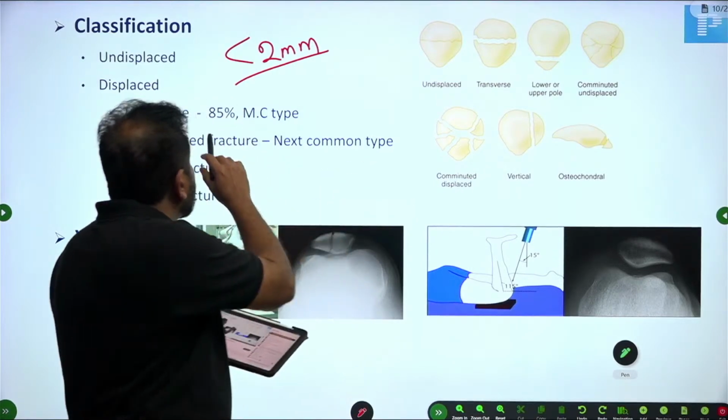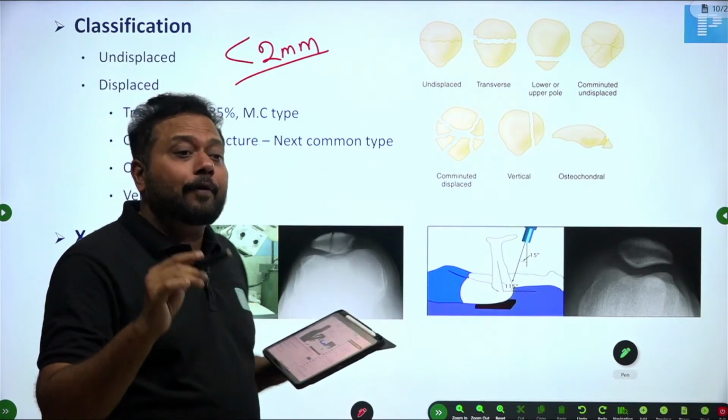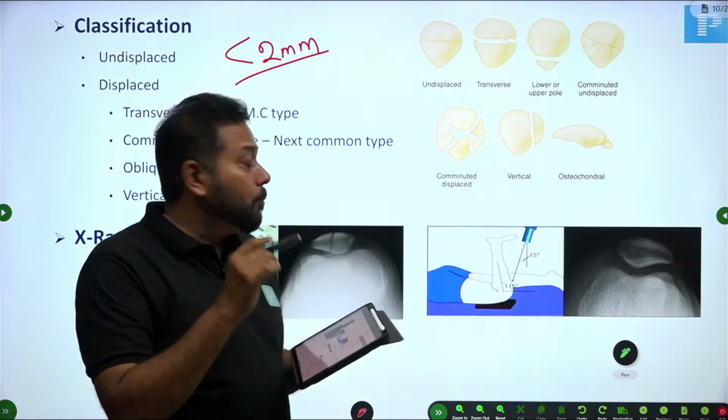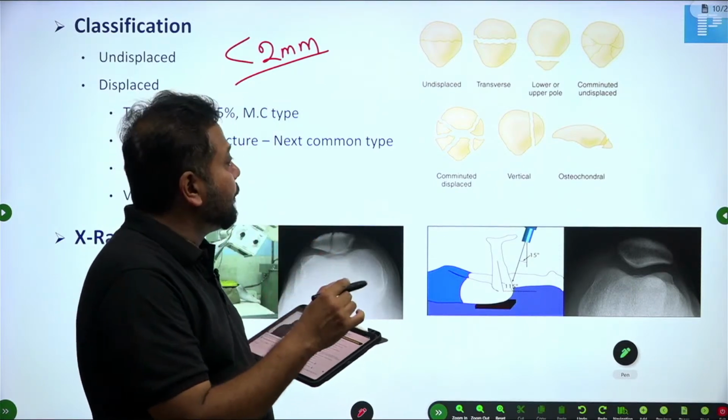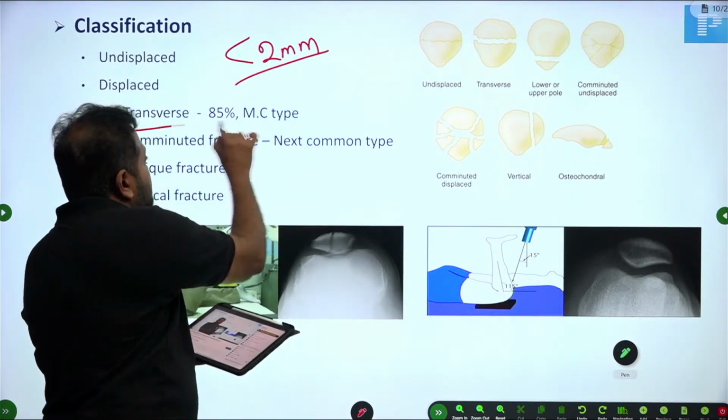According to the fracture pattern, there is transverse fracture, oblique fracture, comminuted fracture, vertical fracture. The most common type is always transverse.